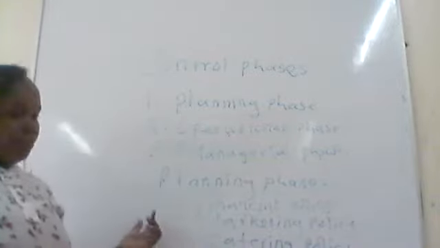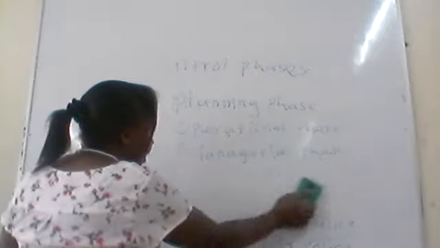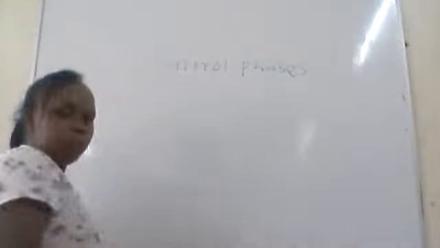So you need to be specific on the hours of operation. So in the planning phase, we talk about the financial policy, the marketing policy, and the catering policy. So that's the planning phase. Now we look at the managerial phase.